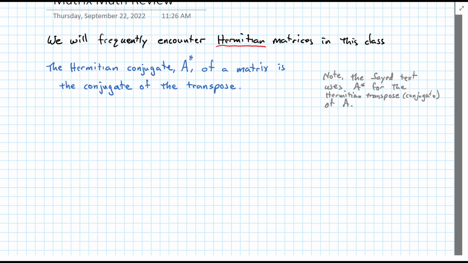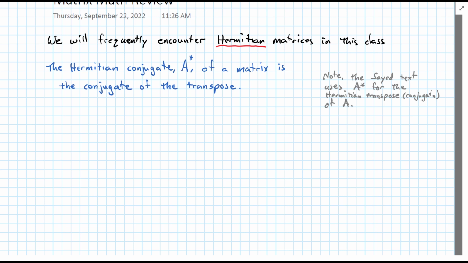Both are common. I just looked at Wikipedia a few minutes ago, and one of the pages I looked at used the star for the Hermitian transpose or conjugate transpose of A. So if you see either of them, it usually means conjugate transpose. I'll try to be clear if we ever have to do something crazy like a simple conjugate.